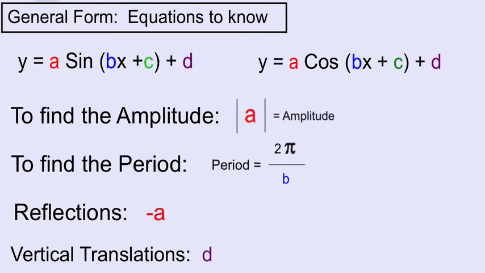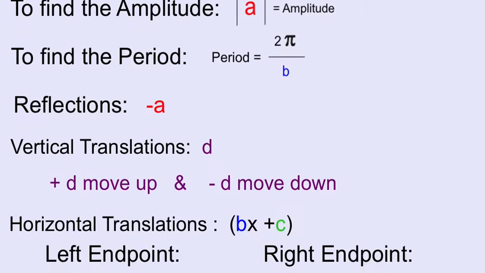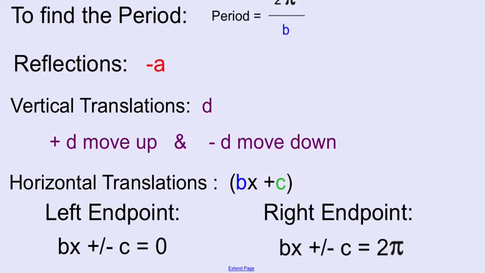Here's a review of the important pieces for sine and cosine functions. If you're graphing the secant function, you're going to graph the cosine, the inverse of this. So your amplitude, your period, the reflections, vertical translations, horizontal translations, all are here.